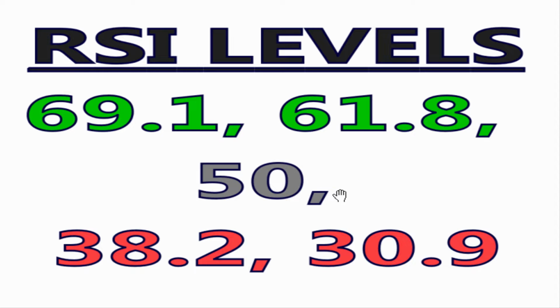Let's take a look at RSI levels that are critical in a stock's movement. They are the 5 RSI levels that we talk about: 69.1, 61.8, 50, 38.2, and 30.9. Generally speaking, if you understand these numbers, it is good to know where your stock is trading in relation to these RSI levels.